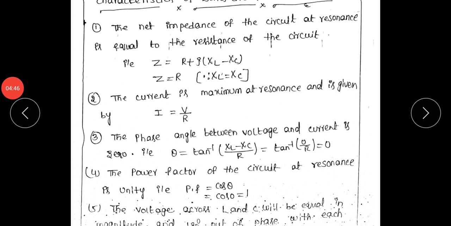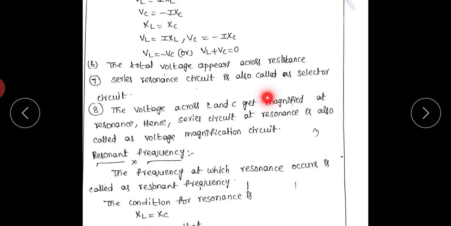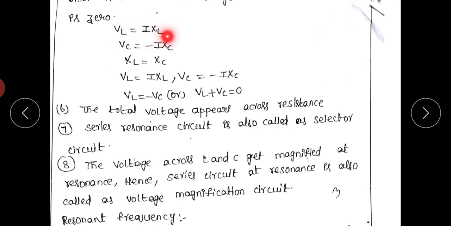Okay, at resonance condition, XL equals XC, so the voltage across the inductor equals the voltage across the capacitor, and both are in opposite direction, 180 degrees out of phase with each other. VL equals I into XL, the voltage across the inductor. VC equals minus I into XC, the voltage across the capacitor. At resonance condition, XL equals XC, so VL equals VC.